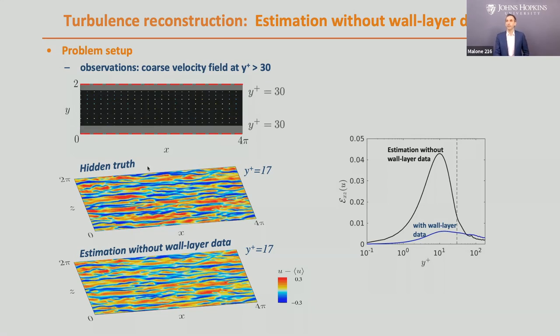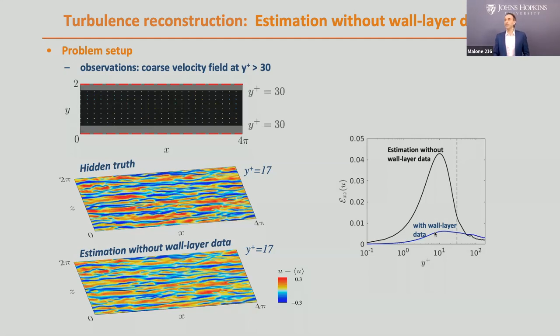And this here is a plane at y plus equals 17. And we're looking at the truth versus our reconstruction. So you can see we're getting close to the truth. But the reality is, if you quantify the errors, you can see our errors inside this region, this vertical line is y plus equal to 30. You can see we have significant errors in the buffer layer. There's still less than 5%. So we're reconstructing the flow near the wall with some accuracy. But it's worse than what we did when we had some observation in this layer.